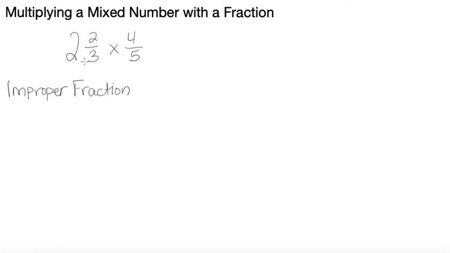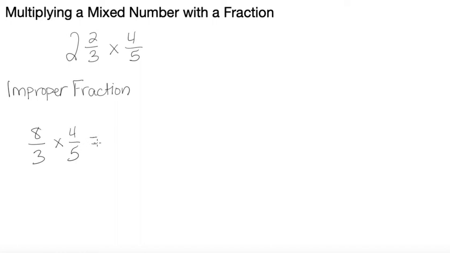Okay, so if you're not sure how to change a mixed number to an improper fraction, please watch that video. A quick synopsis is we're going to multiply these two numbers together and add the answer to our numerator to get our new numerator. So 3 times 2 is 6. 6 plus 2 is 8. So we know our improper fraction is going to be 8/3. And then we leave the 4/5 as it is.